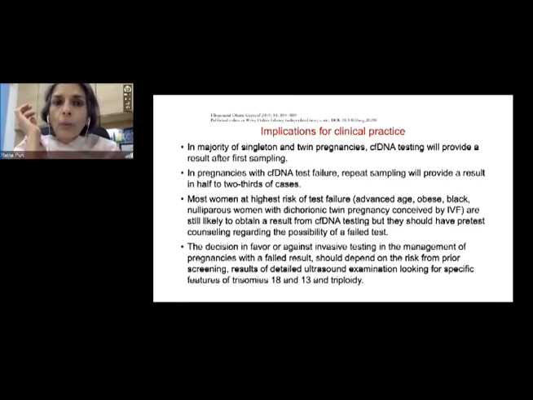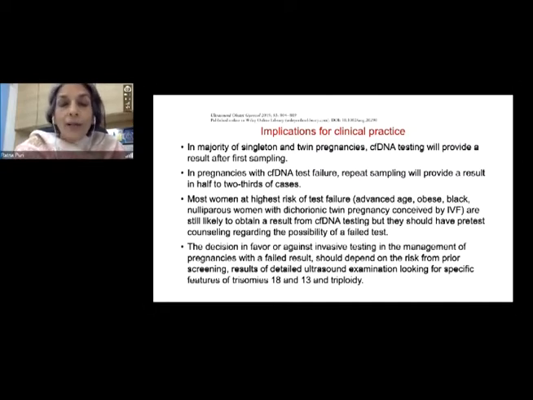If you have a failed NIPT, a repeat sample will provide a result in half to 2/3 of cases. But it's very important that here you take care of what the gestation is. Most women who have a failed test would have one of these factors: advanced age, the BMI is high, the race is black, nulliparous, DCDA twins conceived with IVF. These are factors that have been identified to be associated with test failure.